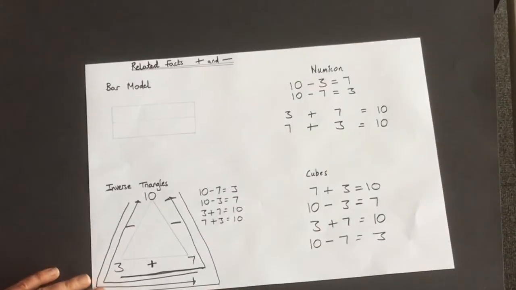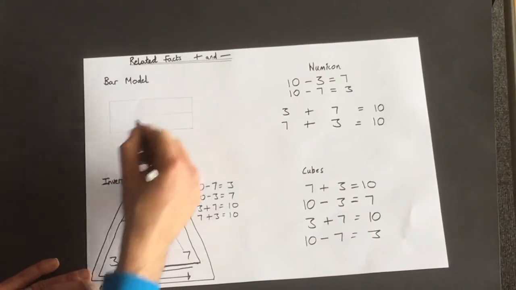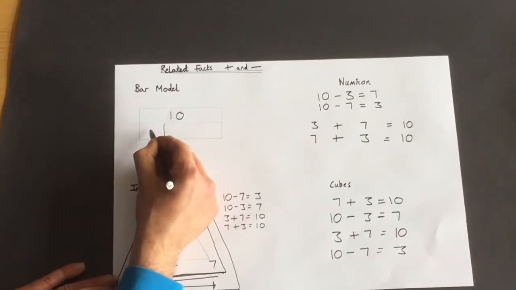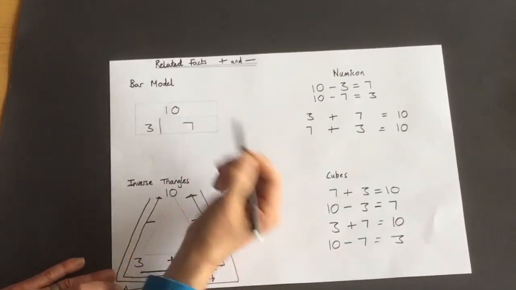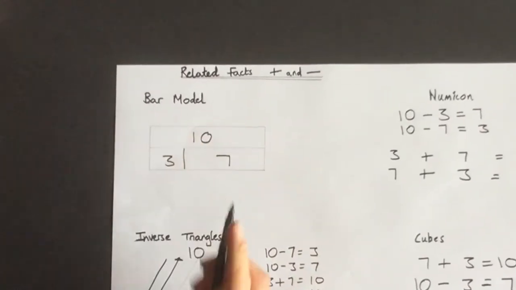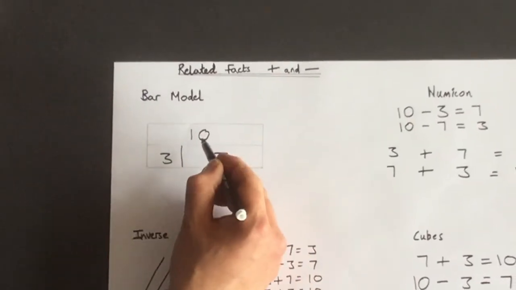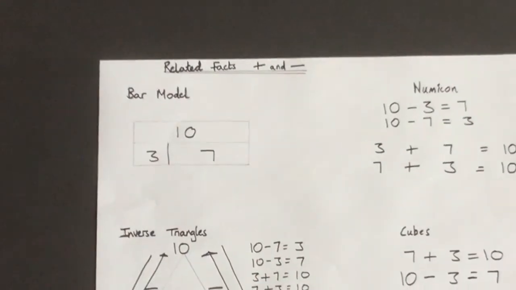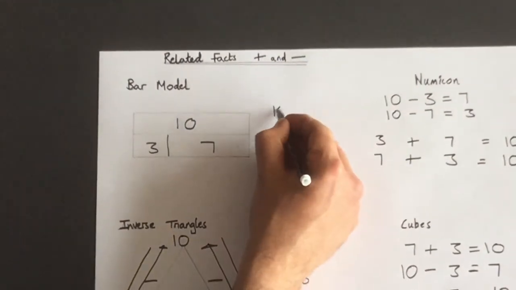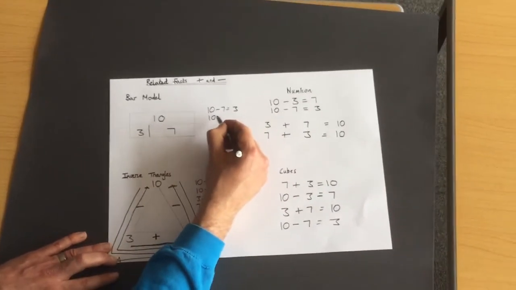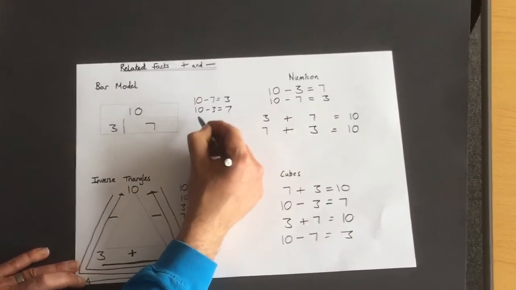One final way we can think about that is the bar model. So here's our total at the top, 10, and we can put the other two numbers here, 3 and 7. So you can see the total of 7 and 3 makes 10, and 10 take away 7 is 3, 10 take away 3 is 7. So you get, again, another way to show that relationship between 3 numbers using those 2 operations.